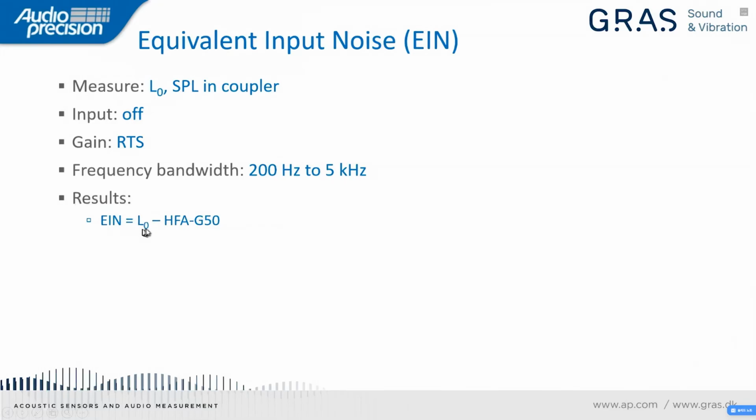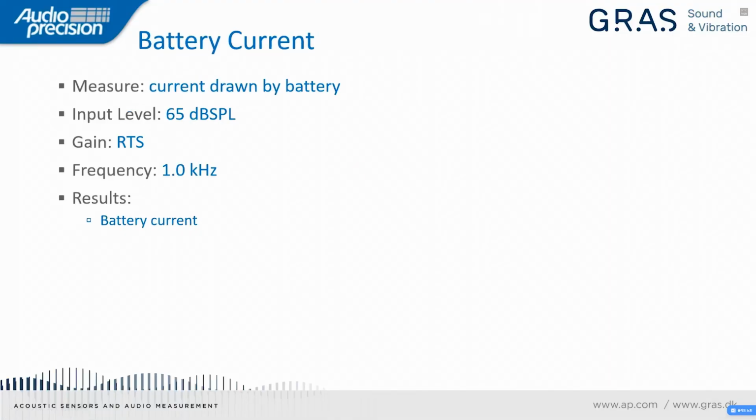Another important metric is the battery current. This is intended to give us an idea of how much current the battery draws as it's used for normal working purposes. It's important because these devices are battery powered, and we want them to work throughout the day for users. In this case, the input level to the hearing aid is 65 dBSPL. The gain is at the reference test setting. We're generating a frequency of 1 kilohertz, and we measure the current drawn by the battery.